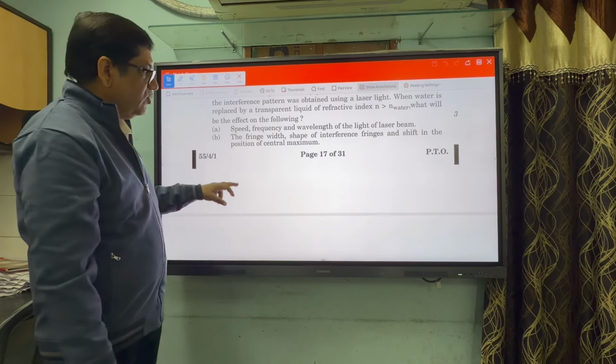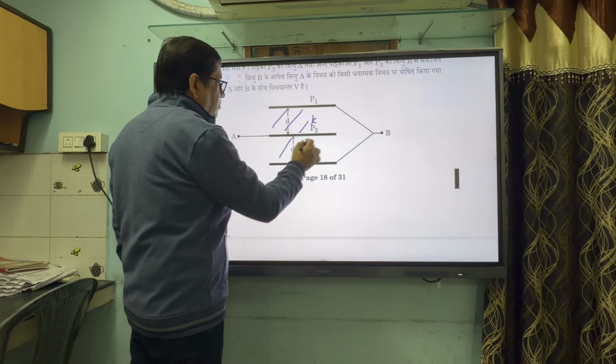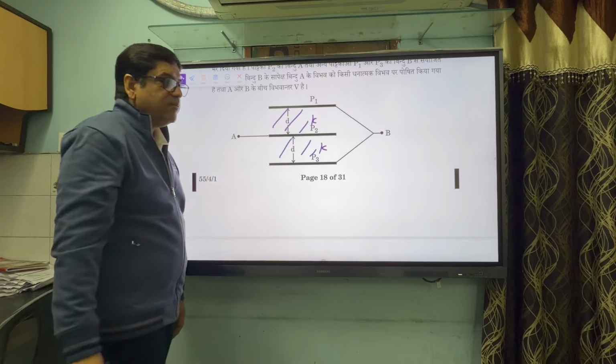See, this capacitor has been shown here, plates P1, P2, P3. There is some medium in between, mica, they have called mica medium, medium is there.